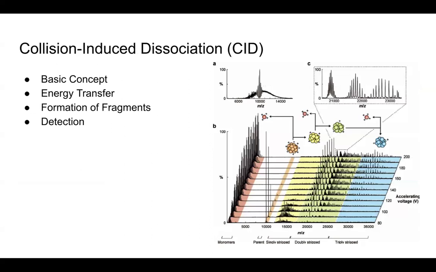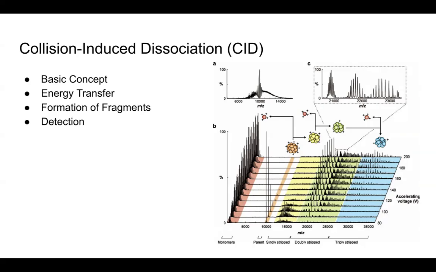So first, CID. So again, CID involves the collision of an ionized molecule, so this is called the parent ion, with an inert gas molecule. So I've already mentioned nitrogen earlier, but an alternative would also be argon. So this all happens in a structure, in a chamber that's called the collision cell. So the energy from these collisions causes the parent ion to lose energy, resulting in fragmentation.